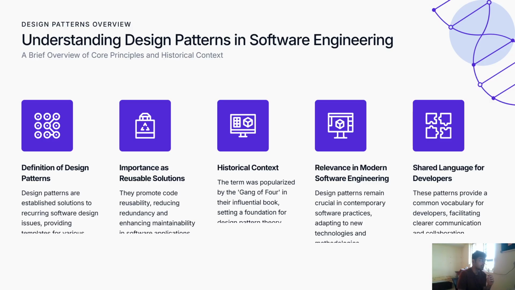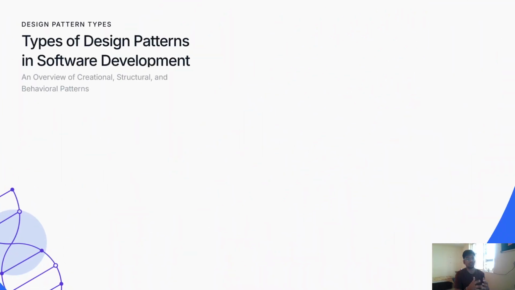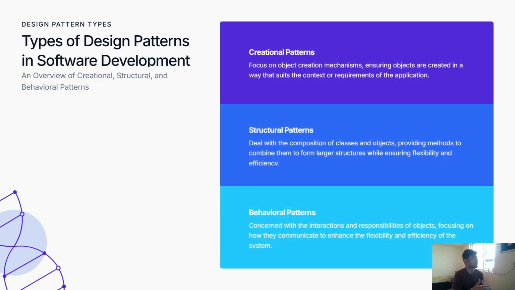Historical context. The term was popularized by the Gang of Four in their initial book, setting a foundation for design pattern theory. Relevance in modern software engineering. Design patterns remain crucial in contemporary software. So there are different types of design patterns in software development.